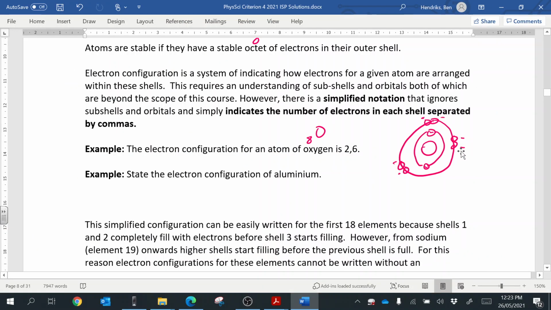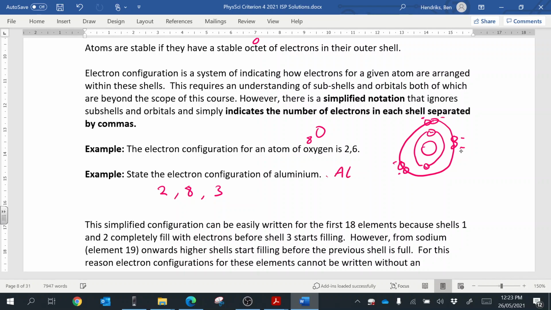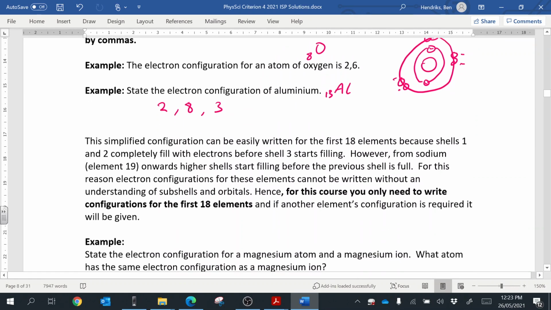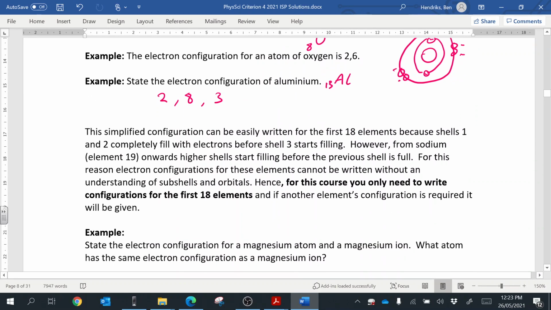So then we'll start with 2. 2 will fill out the first shell. Then it'll be 8. Okay, and then 3. Because aluminium, Al, has 13 protons, so 13 electrons. The simplified configuration can be easily written for the first 18 elements because shells 1 and 2 completely fill with electrons before shell 3 starts filling.